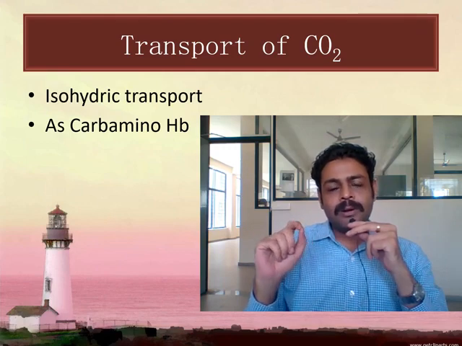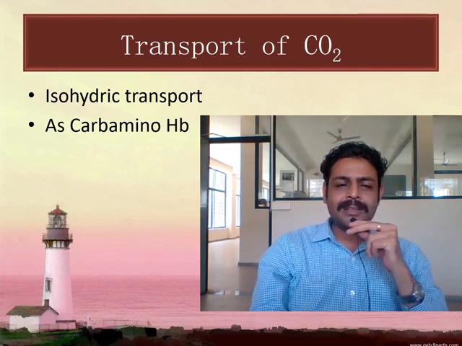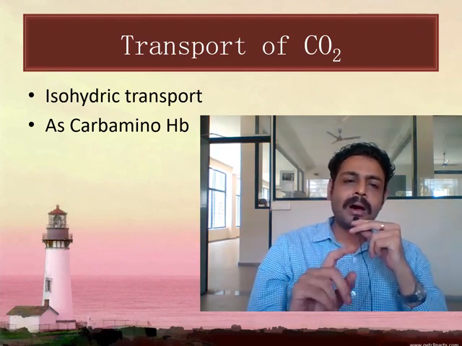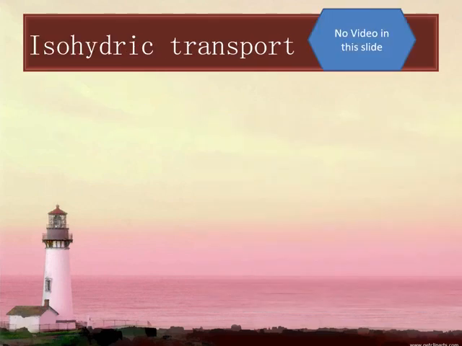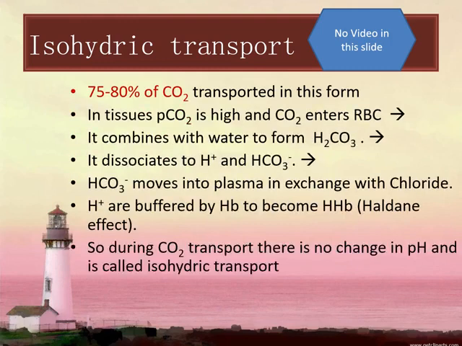Next, we come to a different topic: transport of carbon dioxide. Carbon dioxide is transported by two methods, one is isohydric transport and another is carbamino hemoglobin. So carbon dioxide is transported in two forms, isohydric and carbamino compounds. Isohydric transport I will explain in the next slide.